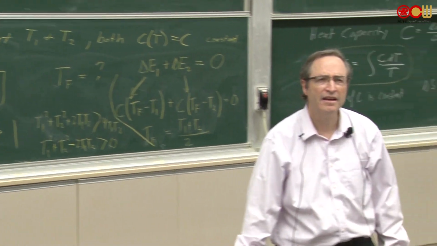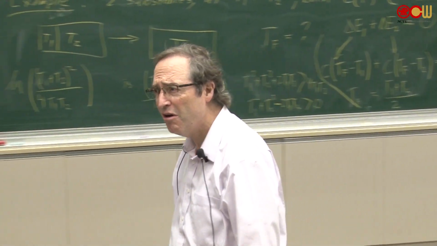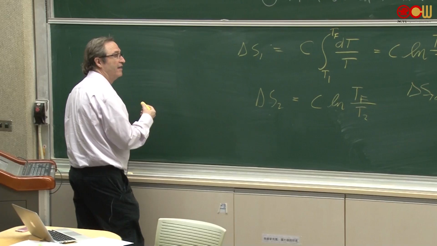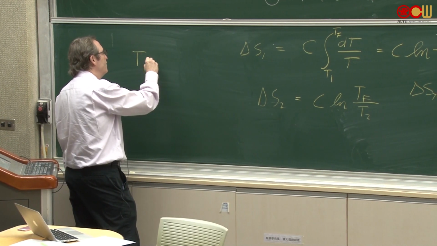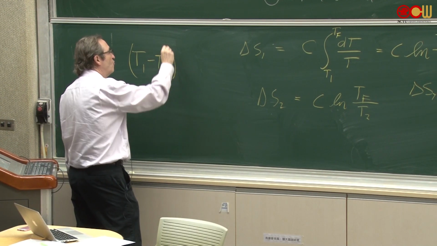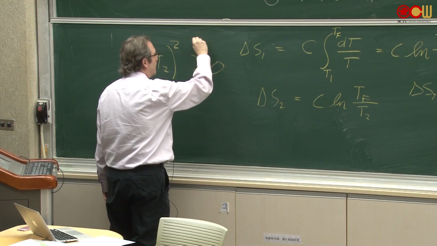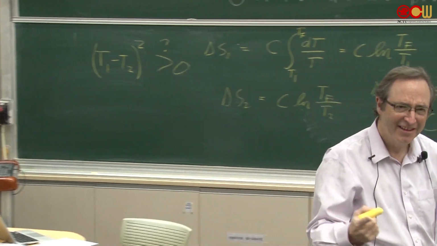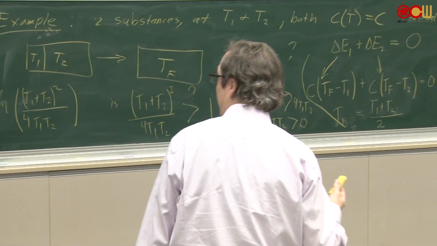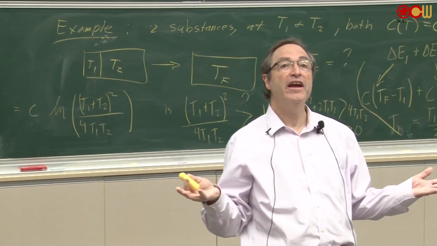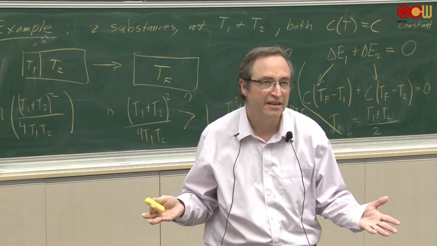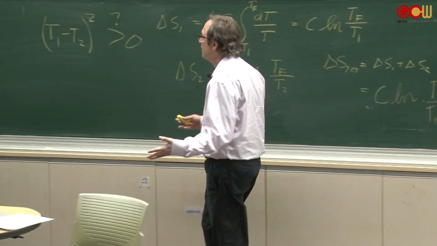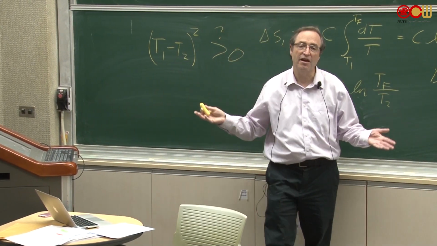Why? Because I say so? Why is that greater than 0? What is that equal to? It's equal to (T1 minus T2) squared. You agree? So anything squared, is that greater than 0? Yes. There's one case when it's equal to 0. When is that? When T1 equals T2. And that we know.